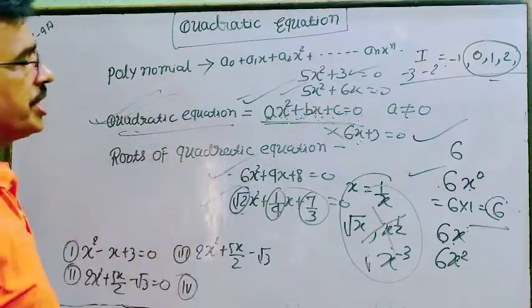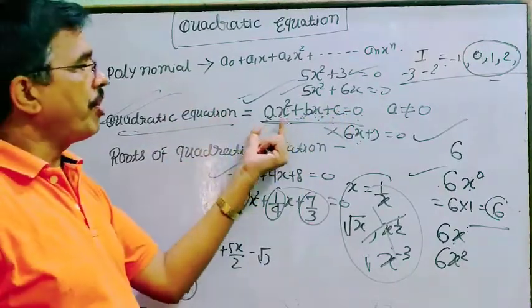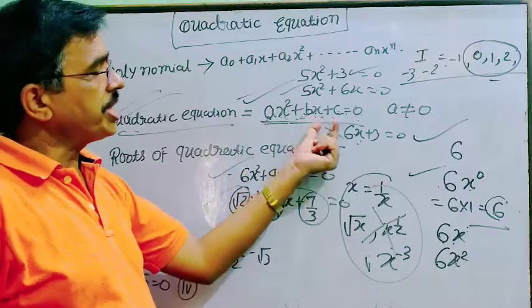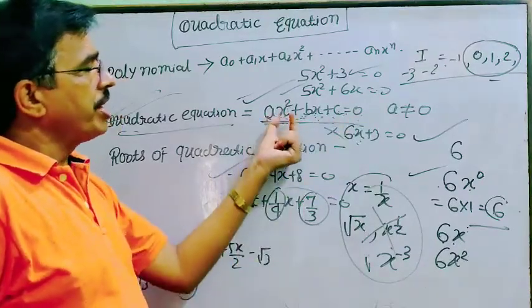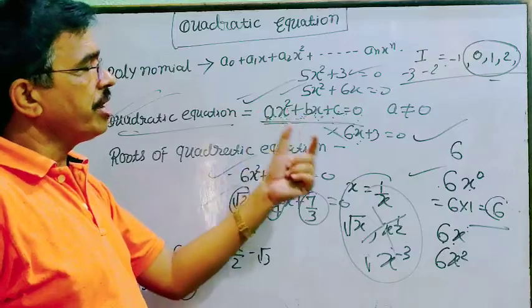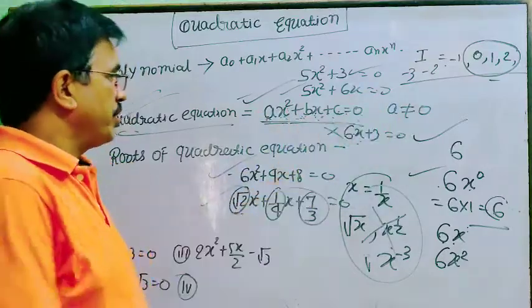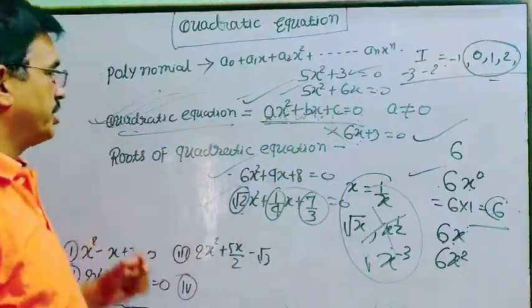So what is a quadratic equation? An equation in the form ax square plus bx plus c is equal to 0, where a, b, c are real numbers and a is not equal to 0, is a quadratic equation.